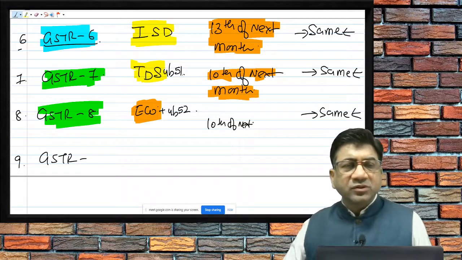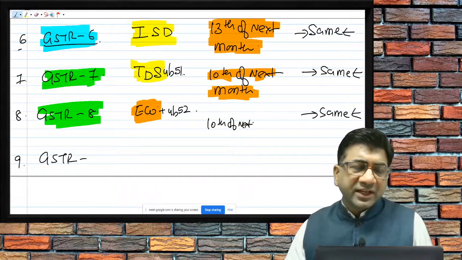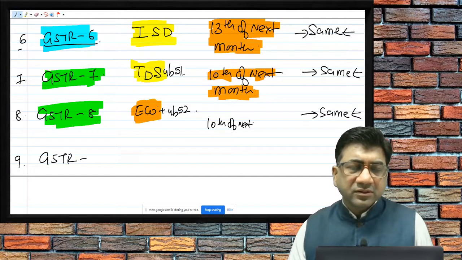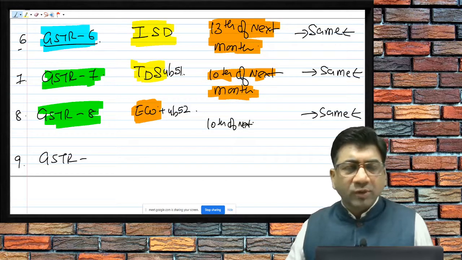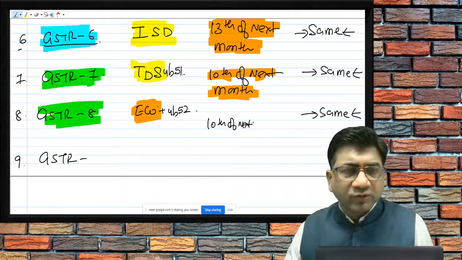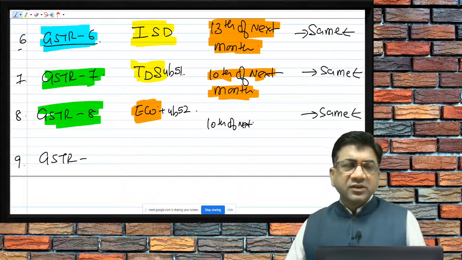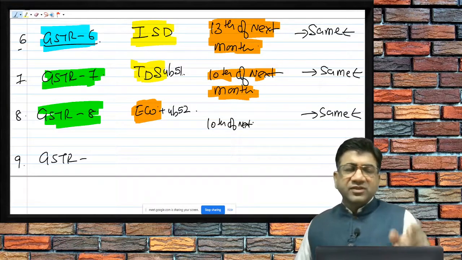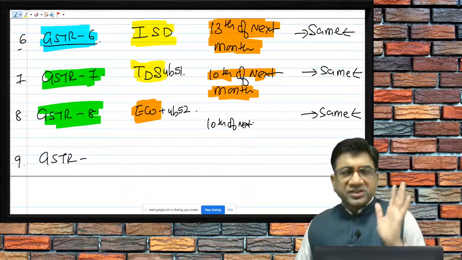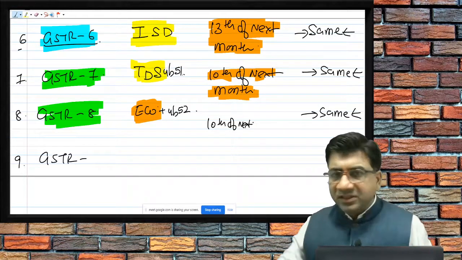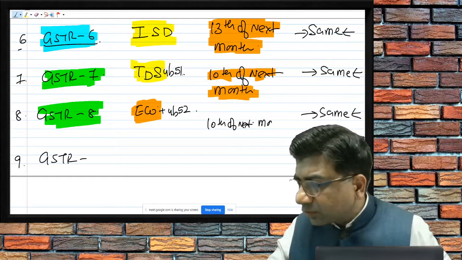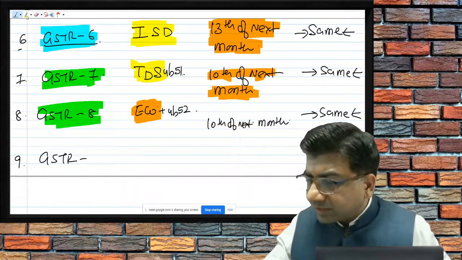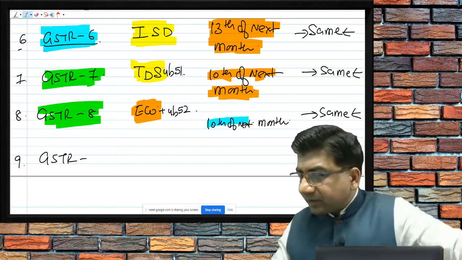For other ECOs, it is the normal process. They are not required to file this special GSTR 8. So GSTR 8 is only for ECOs like Flipkart and Amazon, which are required to collect the consideration, and then they pay it by the 10th of the next month. So there should be no confusion. 10th of the next month.